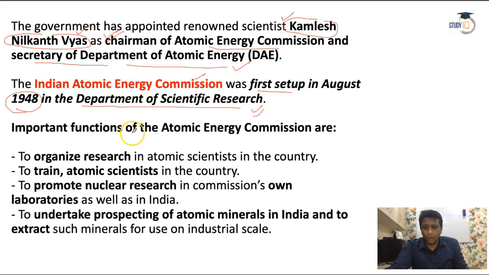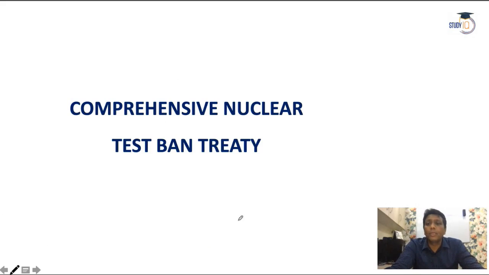What about the main functions of the Atomic Energy Commission of India? It organized various research based on nuclear energy and atomic research. It trained various atomic scientists who were involved in nuclear research. It promoted a lot of nuclear research in India, and even set up its own laboratories. It also undertook prospecting of atomic minerals in India, and extracting such minerals which are used for various industrial purposes.